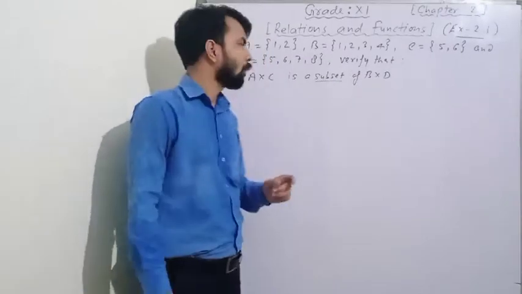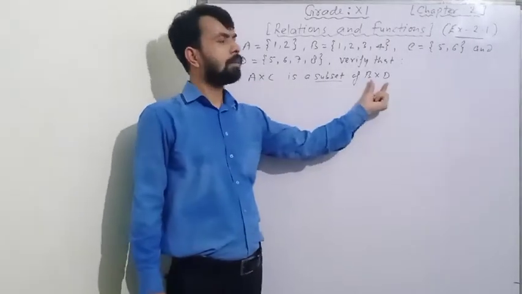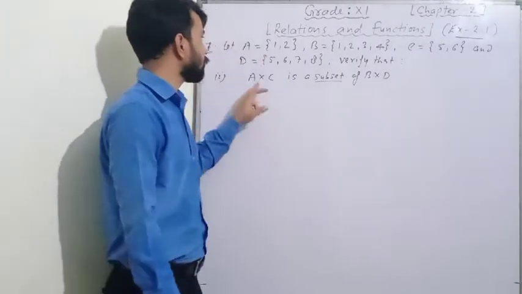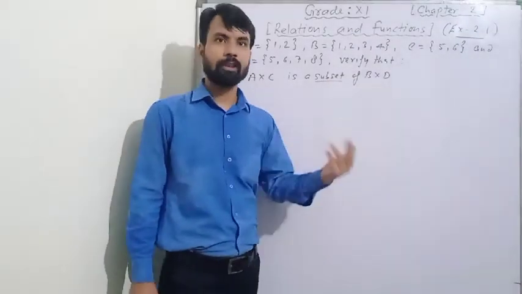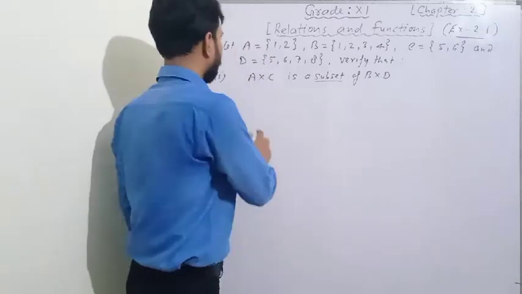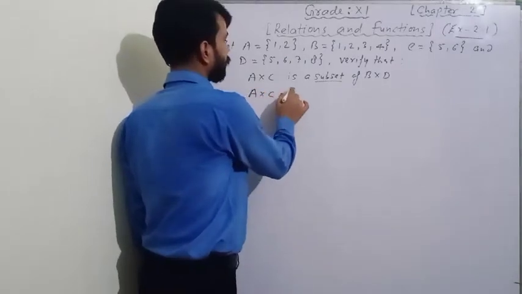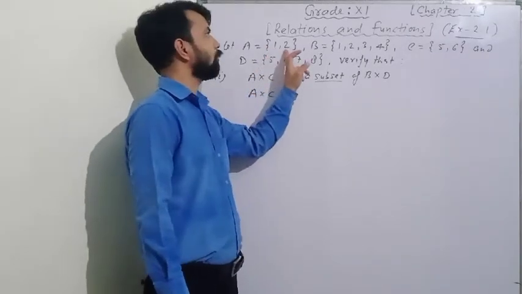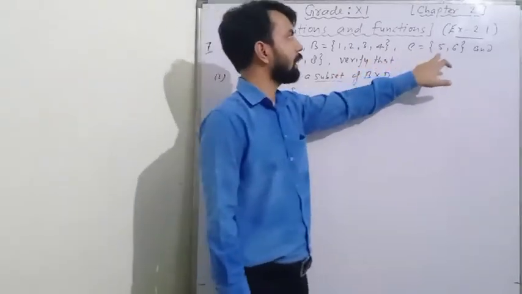It means all the elements of A cross C must be present in B cross D. Understood? Correct. So first of all, we will have to find A cross C and B cross D. After that, we will check A cross C is a subset of B cross D or not. Understood? So first, I am finding A cross C. A cross C means we will have to make the pair of all the elements of A with all the elements of C. So A set is 1, 2 and C set is 5, 6.